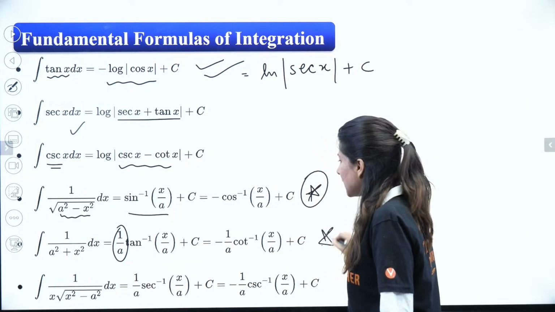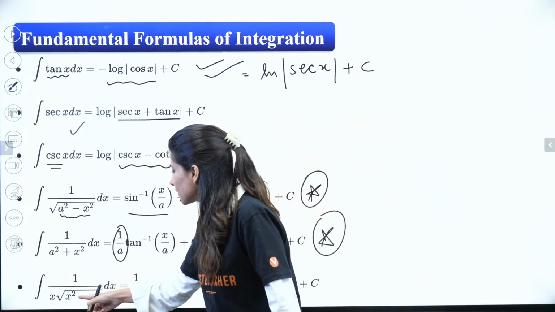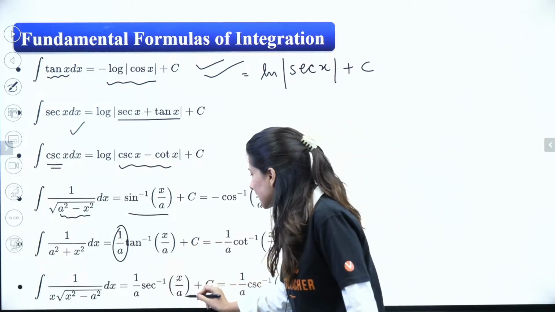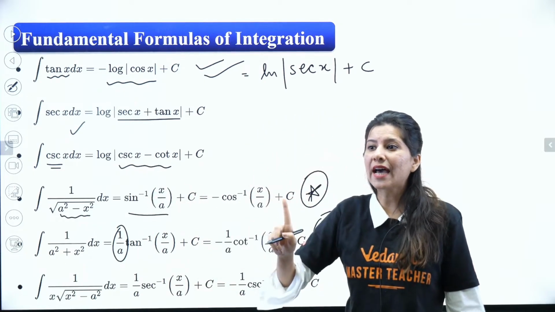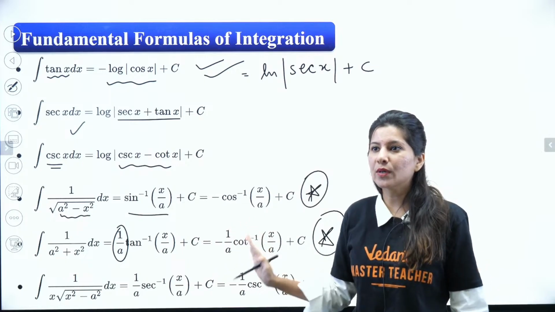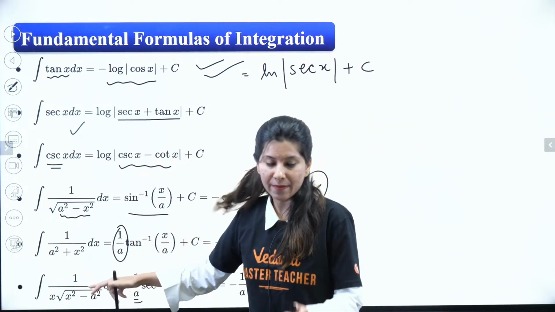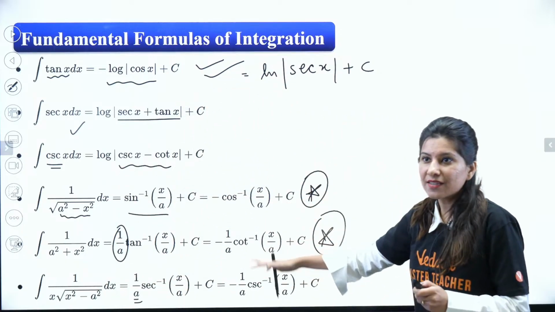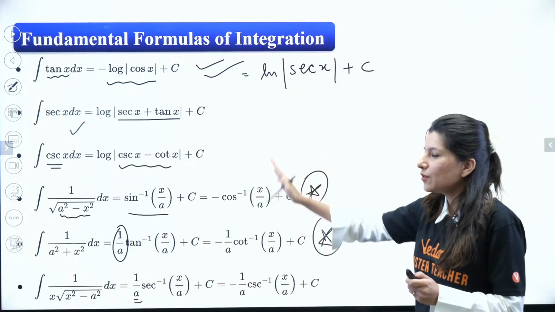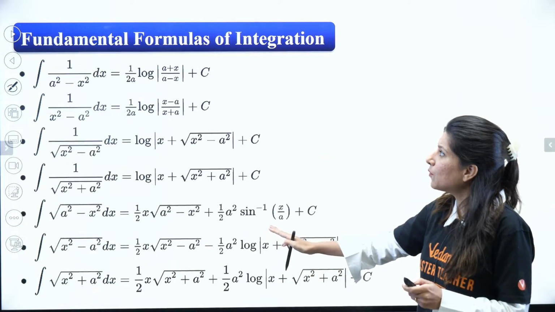These two formulas, and we also have 1 upon x square minus a square, which is 1 by a sec inverse. So only sin inverse does not have 1 by a; except sin inverse, every formula will have 1 by a. This is the type of formula I'm talking about. I hope you can take a screenshot and have a look to understand these formulas.